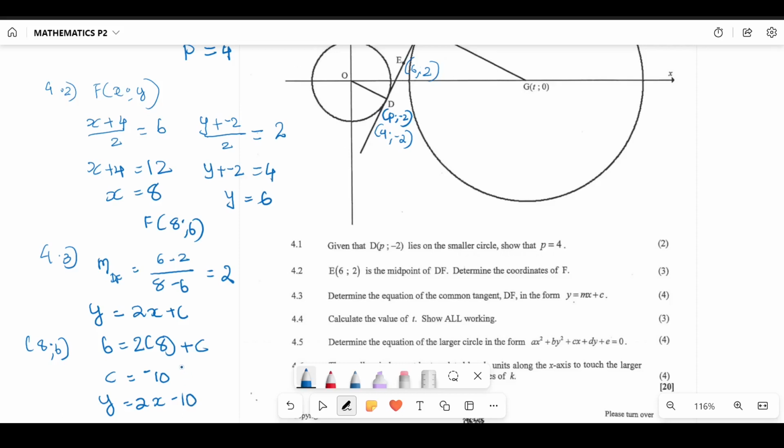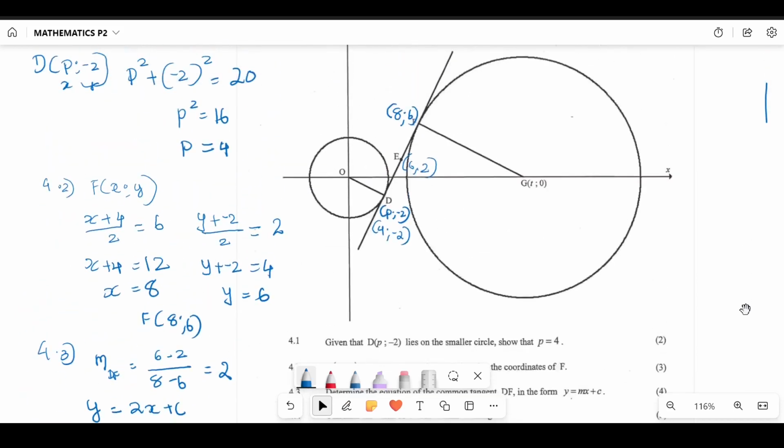Okay. Now calculate the value of t. Show all working. T is actually the center of the bigger circle. We just now found that the gradient of the tangent is 2. So we know the tangent is perpendicular to the radius. Therefore the gradient of FG, which is the radius, is equal to negative 1 over 2, the reciprocal with opposite sign, because the radius is perpendicular to the tangent.